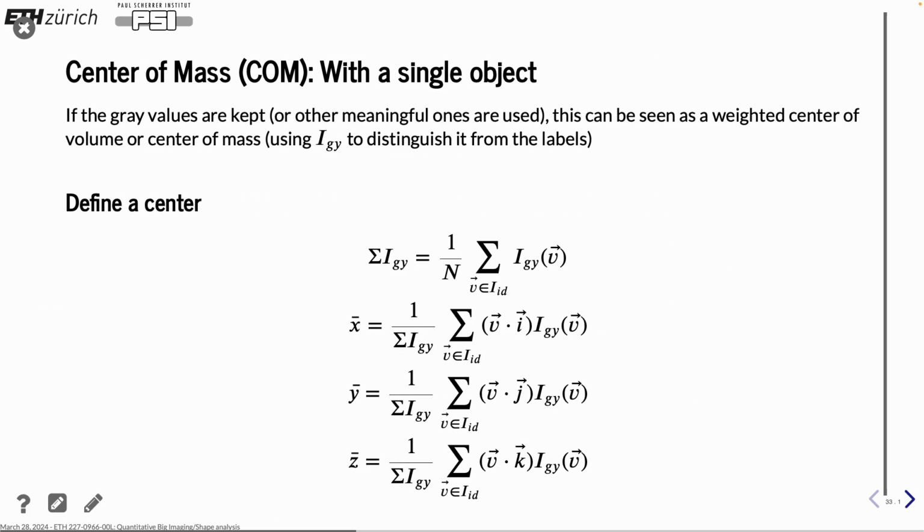Then another alternative is to look at the center of mass, and now instead of just counting or averaging the positions, you can weight every position with a gray level in the item. Then of course the sums become a little bit more complicated, so we have the position weighting and the gray level weighting, and everything is divided afterwards by the average gray level in the object.